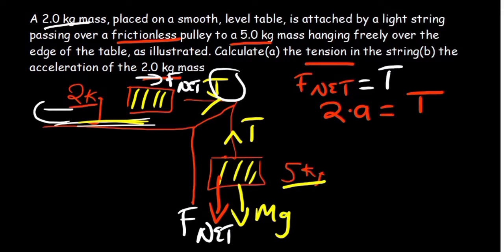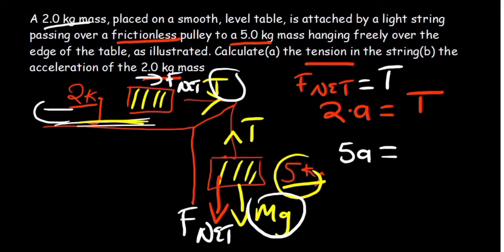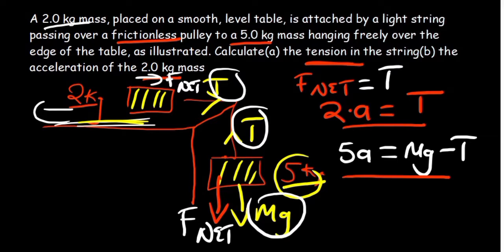If you go to the second part of the system, which is the 5 kilogram mass, its net force is going to be 5a, because the net force is the product of the mass and the acceleration. What is making it go downwards is the weight, which is mg. What is opposing is the tension, which is acting upwards, so minus tension. If you're able to come up with these equations, then everything is going to be simple. The first part of the question is saying, find the tension. How do we find the tension? We have two equations there.